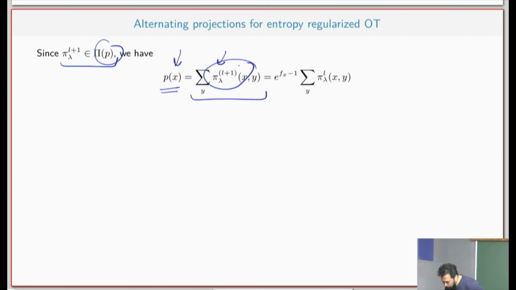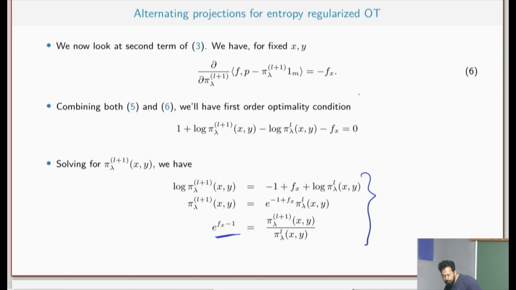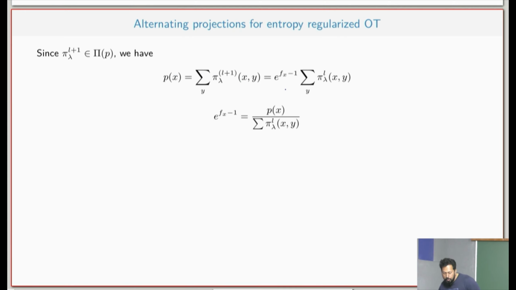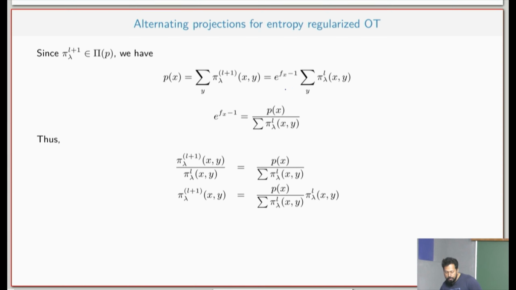pi L plus 1, we have derived from the previous slide, is of this form. So pi L plus 1 is pi L times E f x. So that's what I have used here. Pi L plus 1 is like this. It's just that we are also doing the sum right now. Okay, from there I can solve for e to the fx minus 1, and thus we have this.